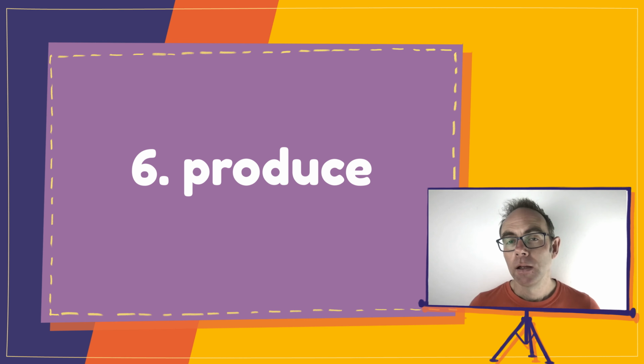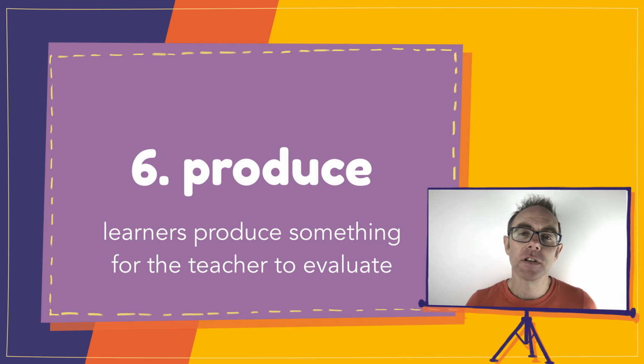The final stage, stage 6, is produce. To use Diana Laurillard's definition, produce involves learners producing something for the teacher to evaluate. Learners might take the output from the collaboration stage and develop it into a group presentation using Google Slides, for example. Or they could take a specific element of their collaboration task and develop an individual piece of work out of it, such as a report or a video in which they reflect on the key learning points. Alternatively, if learners haven't had an opportunity to collaborate, they could produce an individual piece of work. The choice of tools here is endless.